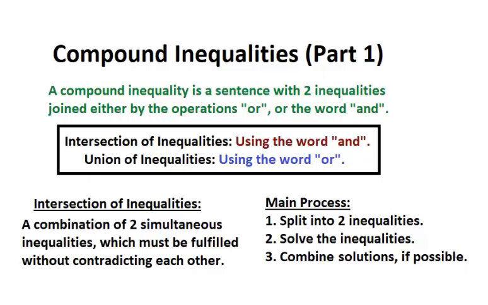Okay, we're solving math exercises, and this time we're going to solve compound inequalities. There are two types of compound inequalities. The first one is intersection of inequalities, and the second one is union of inequalities. The difference between them is that one of them uses the word "and," the other one uses the word "or."